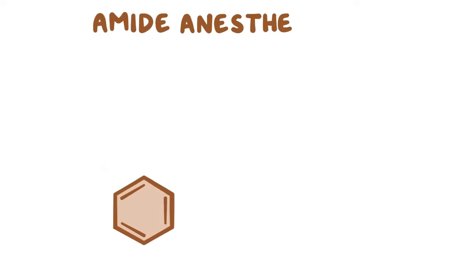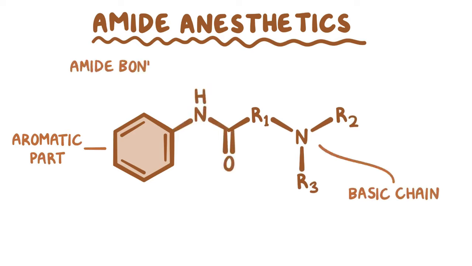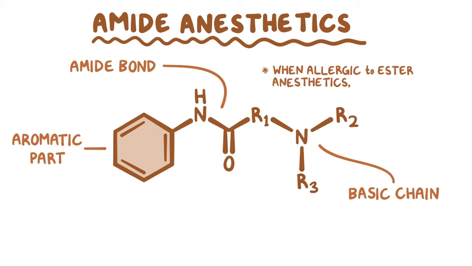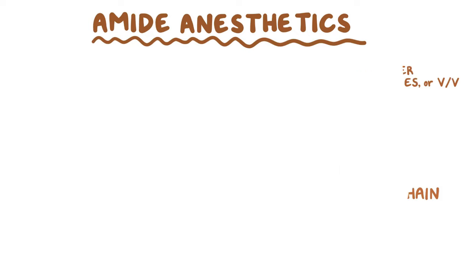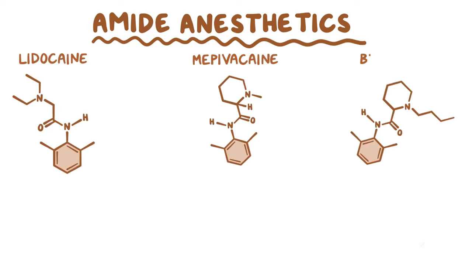Now, amide anesthetics are made up of an aromatic part and a basic chain linked by an amide bond. When someone is allergic to the ester anesthetics, we can use the amides, or vice versa. This class of local anesthetics includes lidocaine, mepivacaine, and bupivacaine, among others. And they're metabolized at different rates by cytochrome P450 enzymes in the liver.